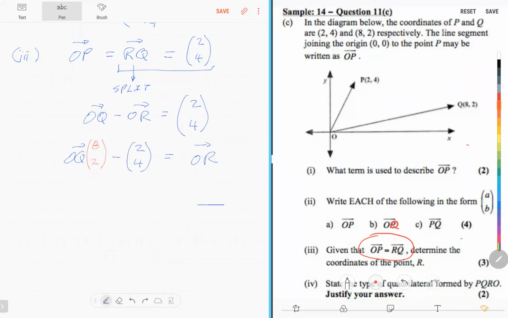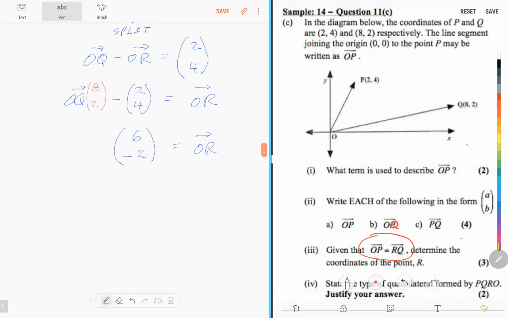And so the OR is therefore equal to 8 minus 2 right there, which is 6. And 2 minus 4 is negative 2. So OR is 2, negative 2, i.e. the vector OR is 6, negative 2.